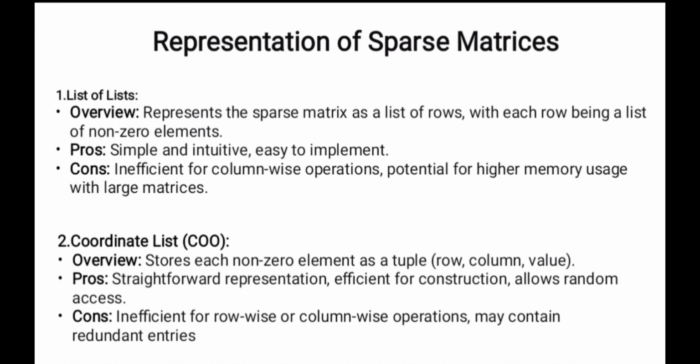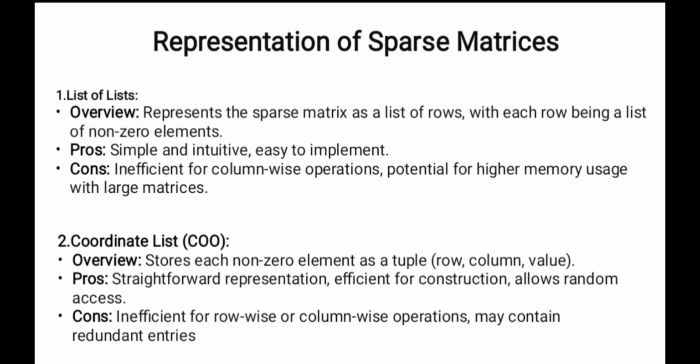Let's see more about the sparse matrix. Here is the representation of sparse matrices. First is the list of lists. Let's see the overview. It represents the sparse matrix as a list of rows, with each row being a list of non-zero elements. Next are the advantages and disadvantages. First, advantages: it's simple and intuitive, easy to implement. Next, disadvantages: inefficient for column-wise operations, and potential for higher memory usage with large matrices.